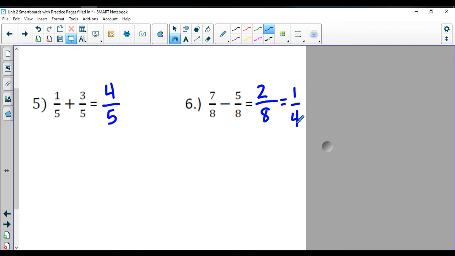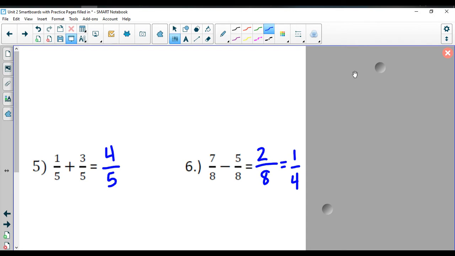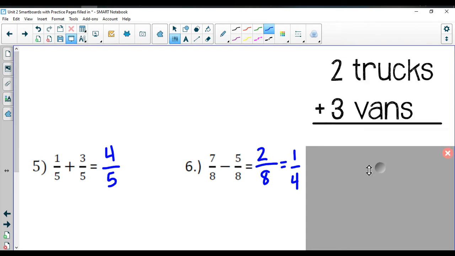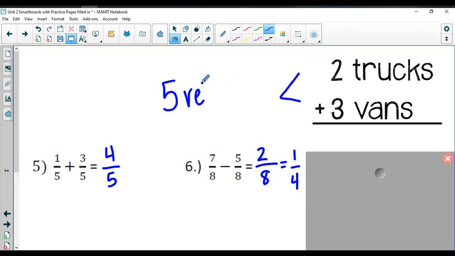Now, the next problem that you see on this page does not have a common denominator with it. So I'm going to ask you to think about this problem before we get started here. 2 trucks plus 3 vans. Can I just add these together and call it 5 truck vans or van trucks or what? No. But what we could do is add them together and say that we have 5 vehicles.